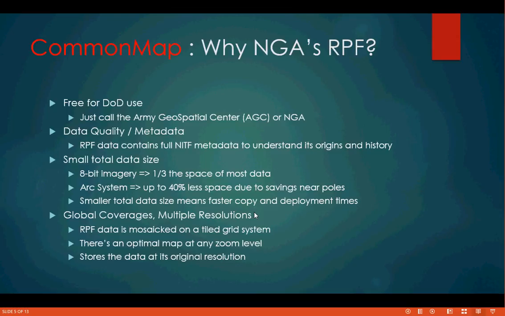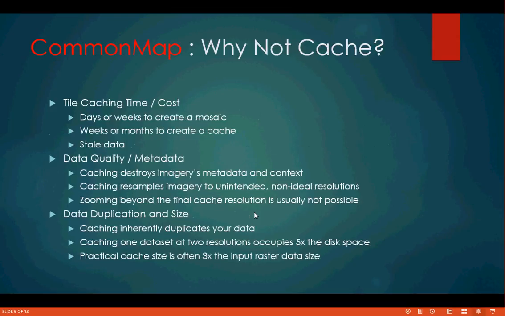Why did we pick RPF? Well, it's free. It's got excellent metadata. For instance, if I'm doing route planning and I see a bridge, I need to be able to look at the metadata of that imagery in order to decide, oh, this image is 10 days old or this image is 10 years old. What's my confidence that bridge is still there? Additionally, it's very small total data size, which means faster copying, faster deployment times, or just the ability to take more data with me. And we get to keep the data in its original resolution, and it is really optimal for this use case.